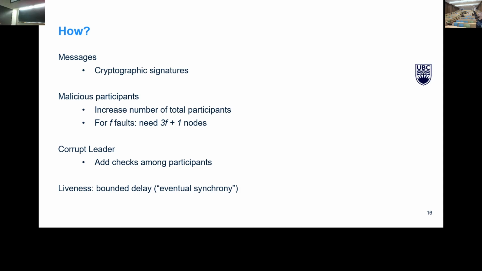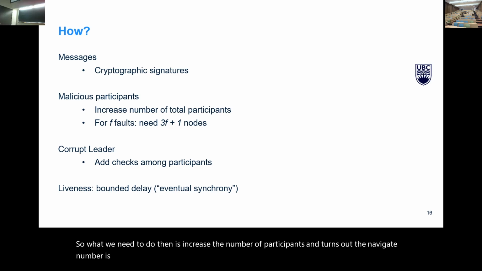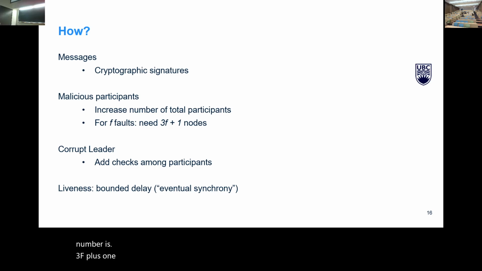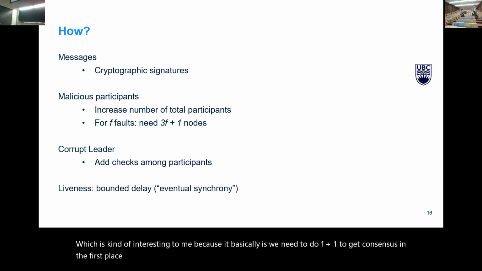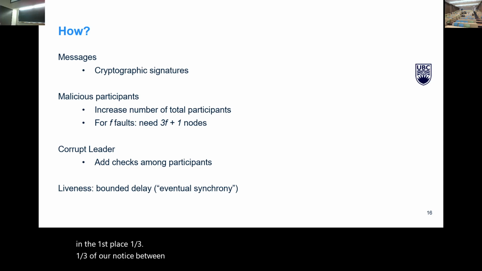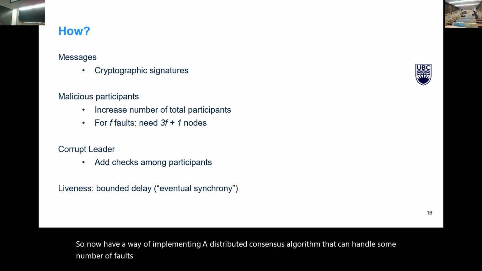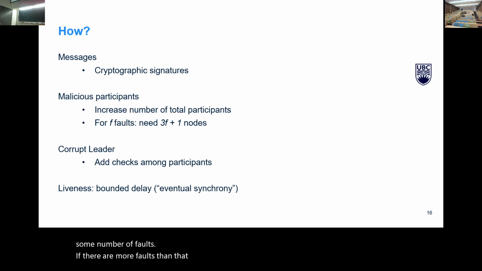So what we need to do then is increase the number of participants. And it turns out the magic number is 3F plus 1, which is kind of interesting to me because we needed 2F plus 1 to get consensus in the first place. So now we got 3F plus 1, so 1/3 minus 1. 1/3 of our nodes could be compromised, and we can handle that. So now we have a way of implementing a distributed consensus algorithm that can handle some number of faults. If there are more faults than that, we're not guaranteeing anything.